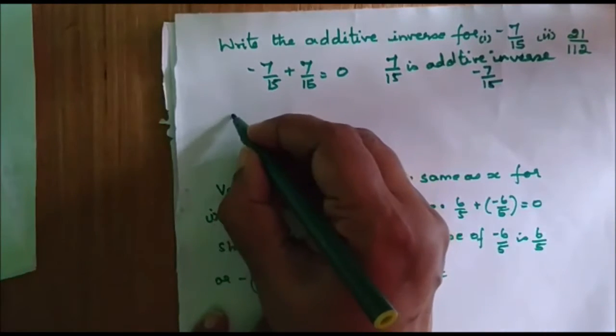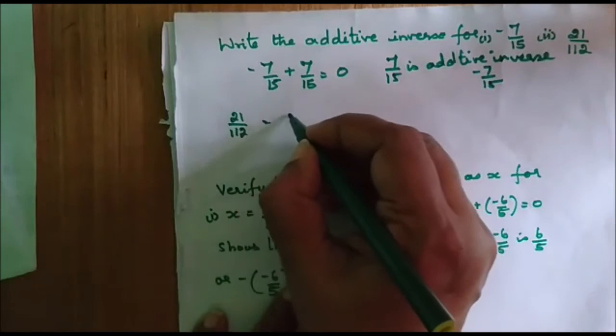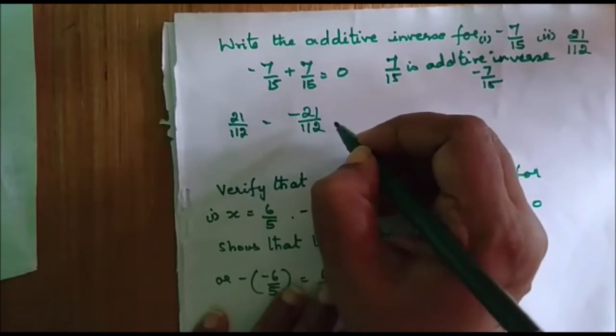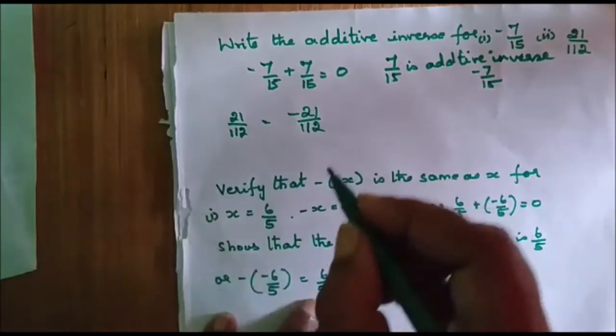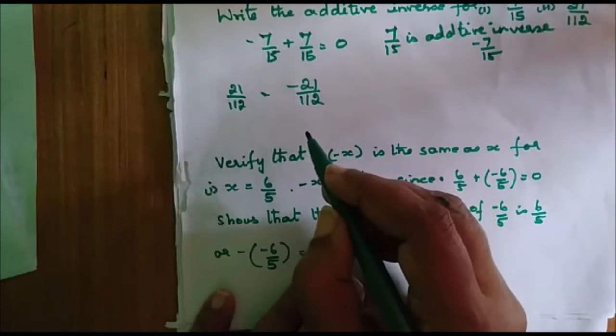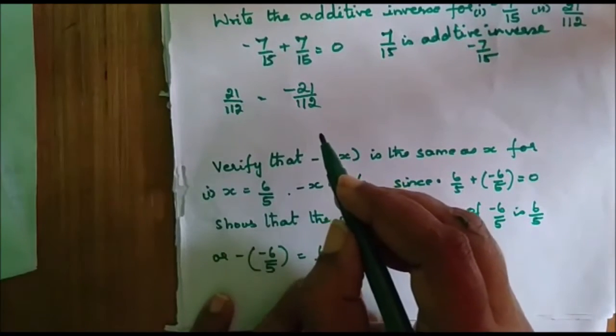Okay. Similarly, 21 by 112. What is the additive inverse? Minus 21 by 112. I hope you understood this answer. You have just to put the minus sign. If it is already a minus, then make it into plus. That is how you find the additive inverse.